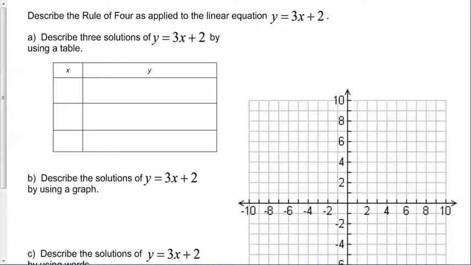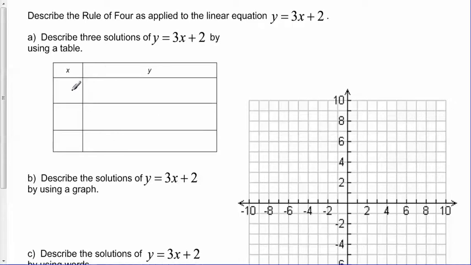And now we're going to look at expanding on that by looking at the solutions in table form, in a graph form, and then also using words. So let's see where this takes us. So describe three solutions of y equals 3x plus 2 by using a table. What we're going to do is choose any three values for x that we want, and then find the corresponding values for y.